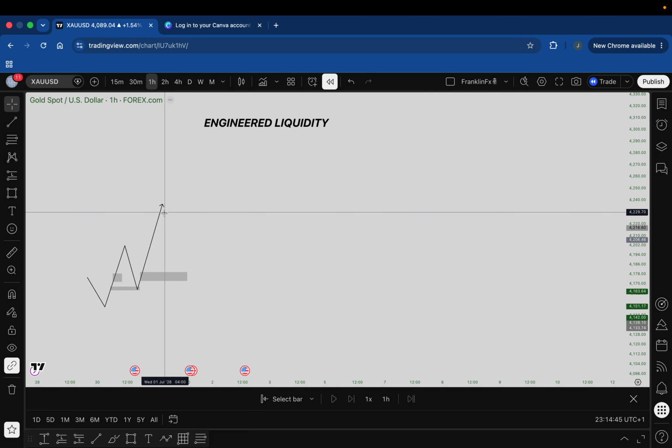Now, let's say on this move, while the market was on the move to give us this break of structure here, as you can see, an inducement was not created on this particular side. Inducement was not created on this structure.